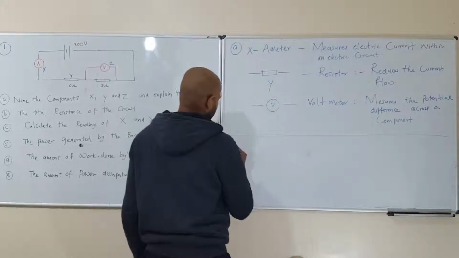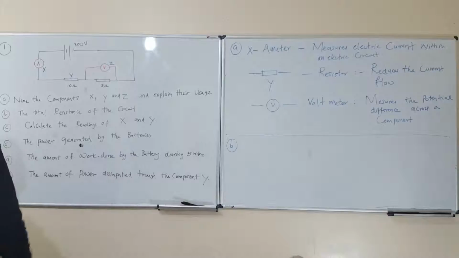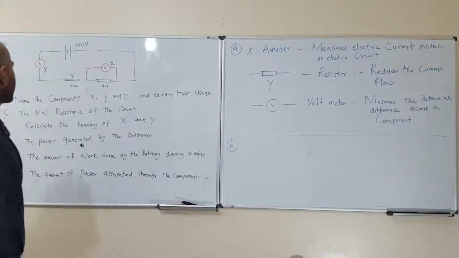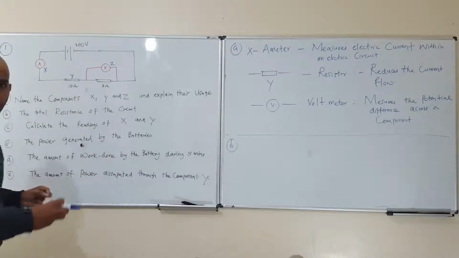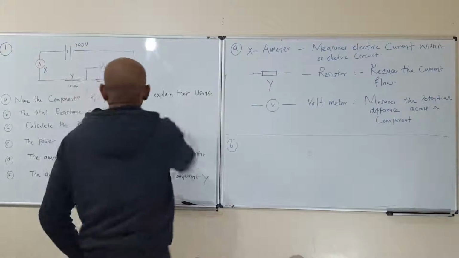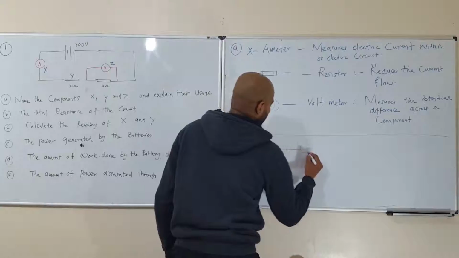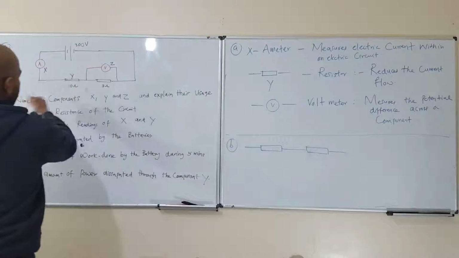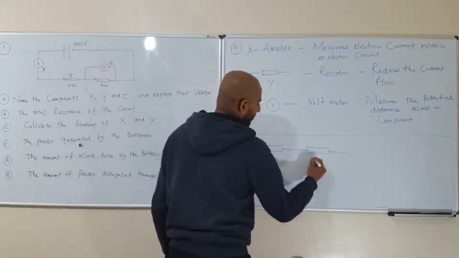So let's look into question B. The total resistance of the circuit, they're asking. We can see there are two resistors serially connected, as a series circuit. One is this, another one is like that. They're connected in series. So it's 10 ohms and 5 ohms.